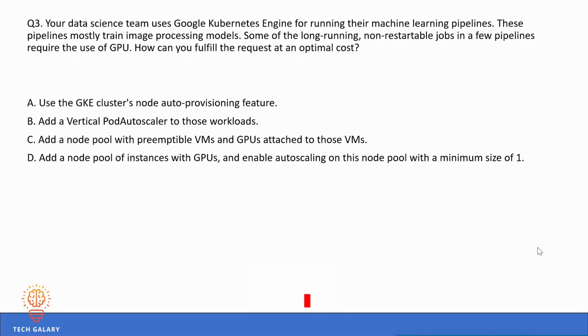Here option D is also incorrect because adding a node pool of instances will obviously increase the cost for this scenario. So at the optimal cost, we can make use of option A, use the GKE cluster node auto provisioning feature. Node auto provisioning is a mechanism of the cluster autoscaler which scales on a per node pool basis. With node auto provisioning enabled, the cluster autoscaler can extend node pools automatically based on the specification of the unschedulable pods. So in this scenario, option A is the correct one.